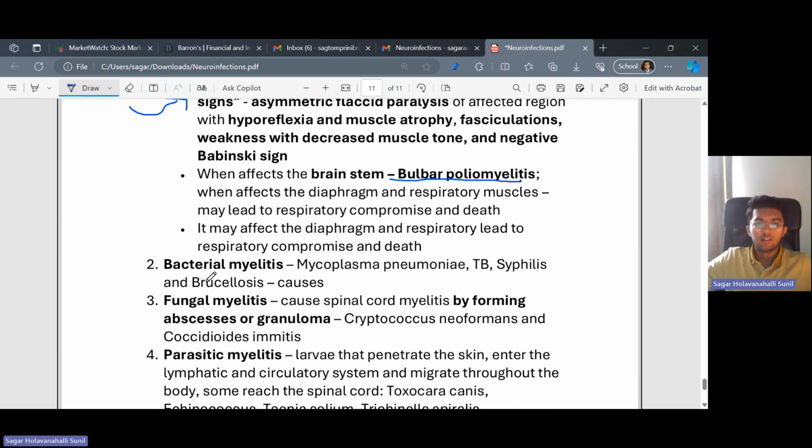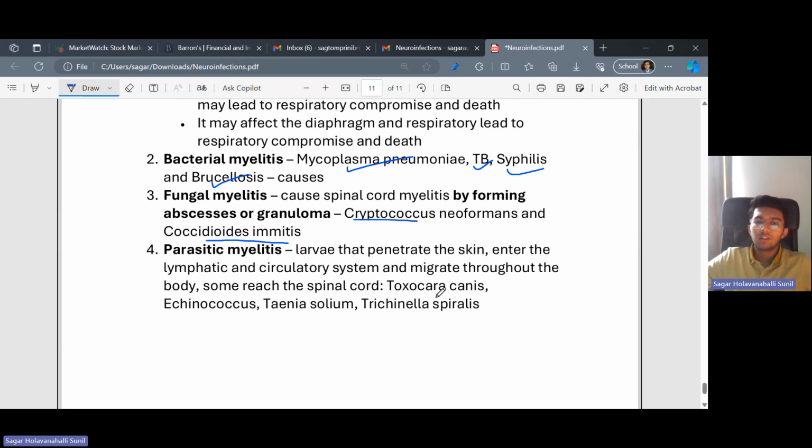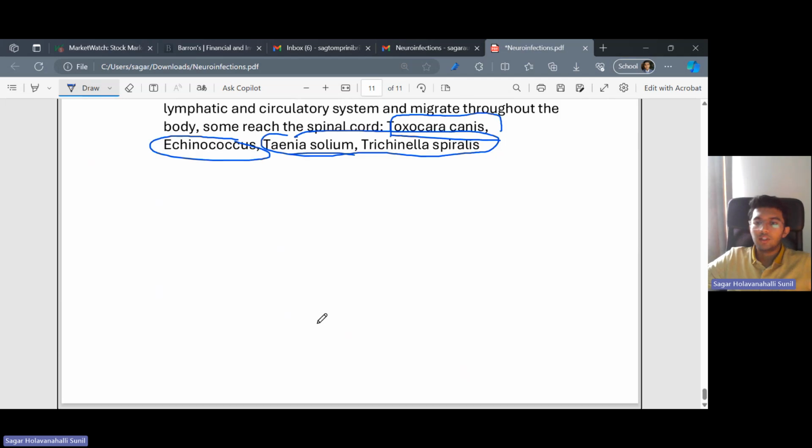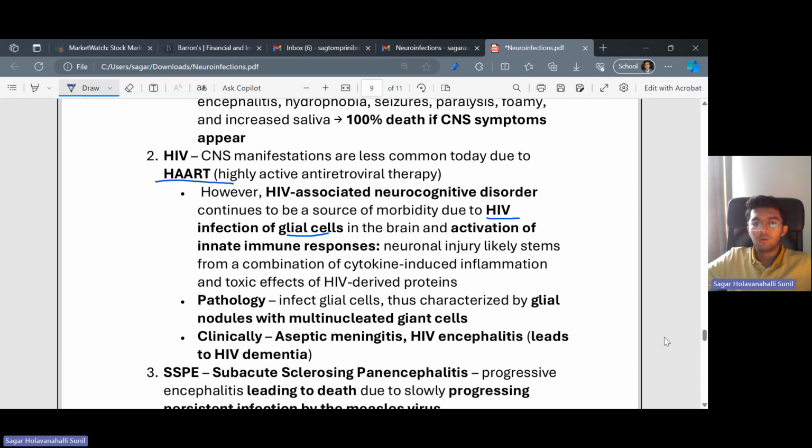And yeah, then you have bacterial myelitis, which is bacterial inflammation, mainly caused by some specific bacteria such as Mycoplasma pneumoniae, tuberculosis, syphilis, and brucellosis. Fungal myelitis, cryptococcal infections, and Coccidioides immitis, already mentioned previously. Parasitic: Toxocara canis, Taenia solium. I remember Taenia and Trichinella and Toxocara. But echinococcal is like, I think as you keep revising, it sort of just grows into you. You remember echinococcal.